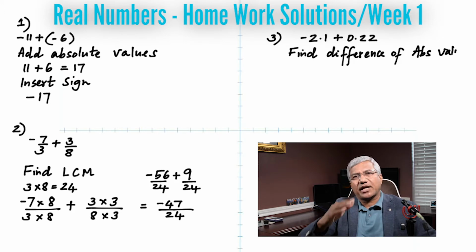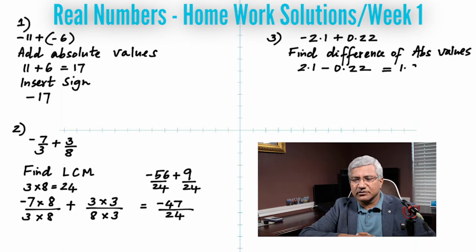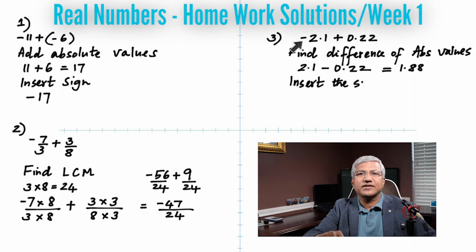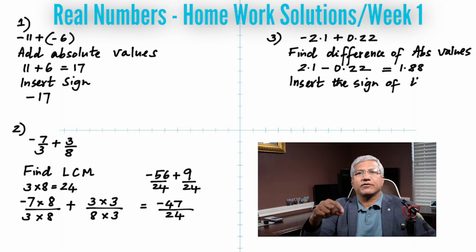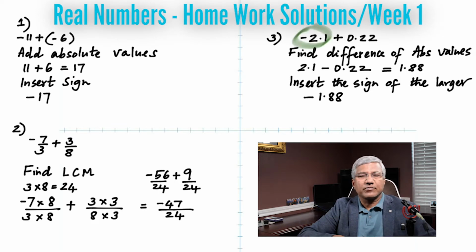Whenever you add a negative with a positive, you find the difference of their absolute values, which we get as 1.88. Then we look at these numbers. This is greater and its sign is negative. So insert the sign of the greater number, which is negative. So the answer is going to be negative 1.88. That's how we do that.